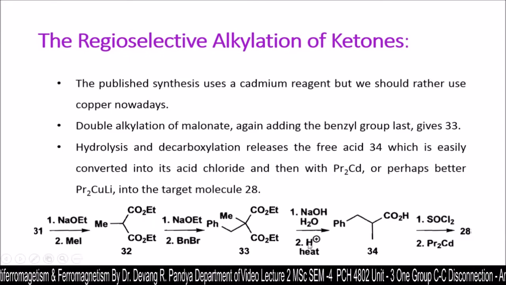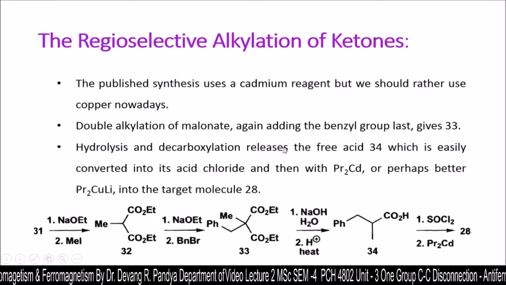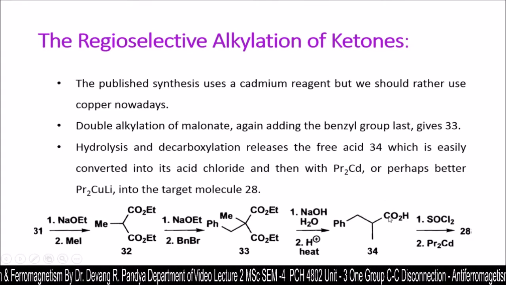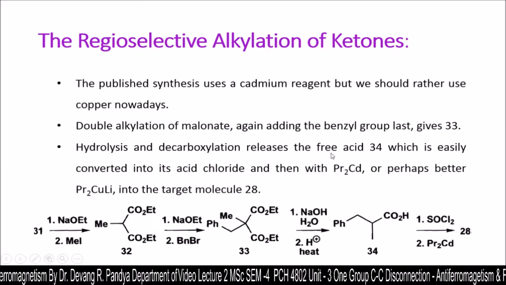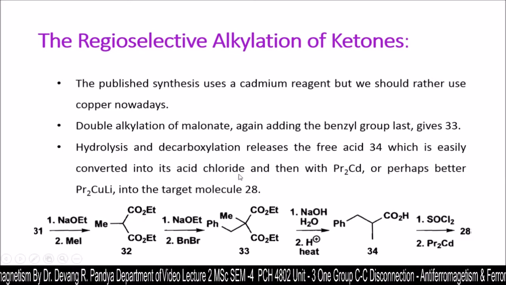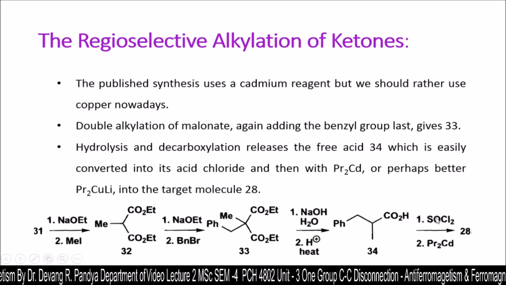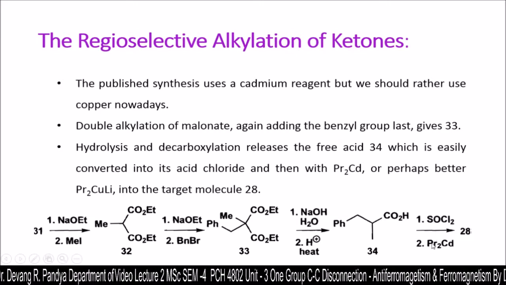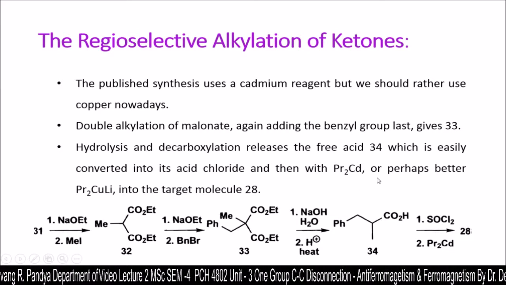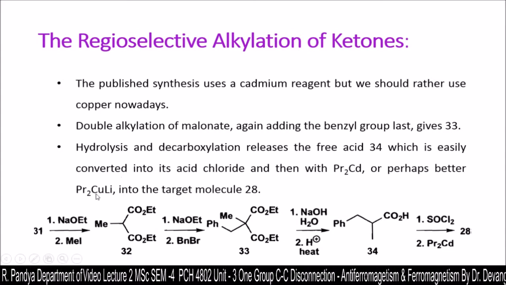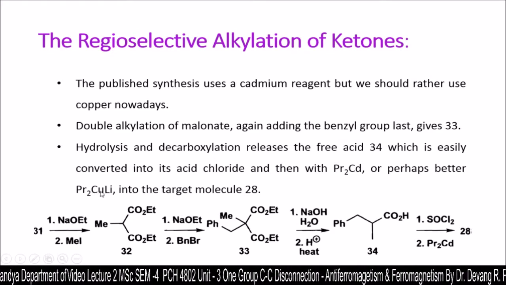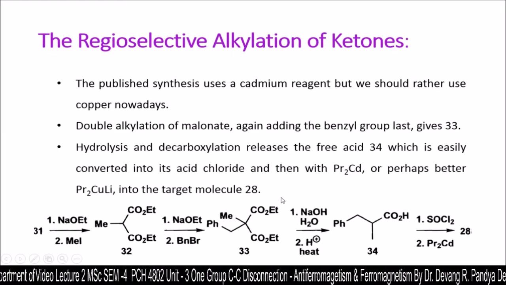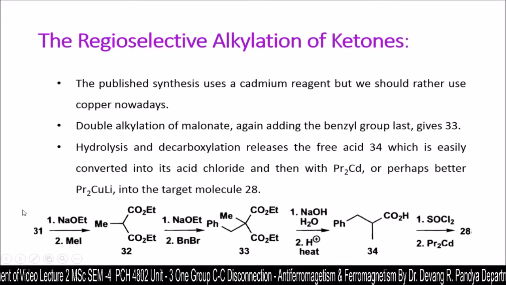Hydrolysis and decarboxylation, these two processes release the free acid. That free acid 34 is going to be obtained, which is easily converted into its acid chloride. It can be converted into the acid chloride by thionyl chloride, followed by dipropyl cadmium, or perhaps dipropyl lithium cuprate, and the target molecule 28 is going to be obtained. So this is the synthesis.